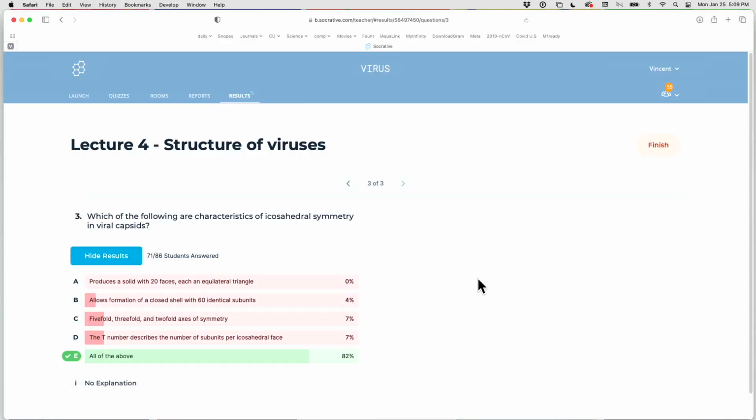Let's see what we did here. 82% of you got E, which is all the above. They're all right. Everything here. It's a solid with 20 faces, each an equilateral triangle. Nobody picked that. Well, of course, because it's all the above. But that's correct. A closed shell with 60 subunits is correct. 5, 3, and twofold axes is correct. The T describes the number of subunits, so all the above.